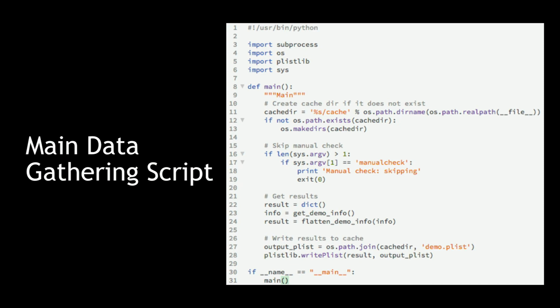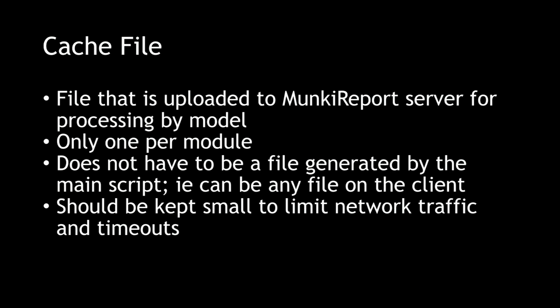The example script here is written in Python, and it generates demo.plist as the cache file. Cache files are the files that get uploaded from the client to the server for processing by the model. Each module is limited to one cache file, and cache files do not have to be generated by the main data gathering script. They could be any file on the client, although plist is the recommended file type. Cache files should be kept small, generally less than 500 kilobytes, to limit network traffic and timeouts.